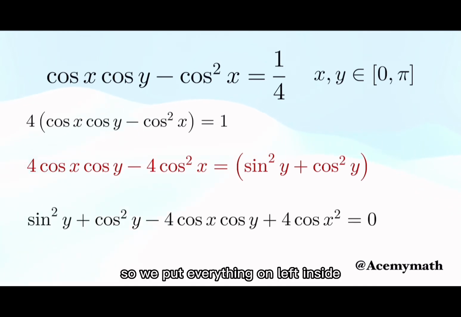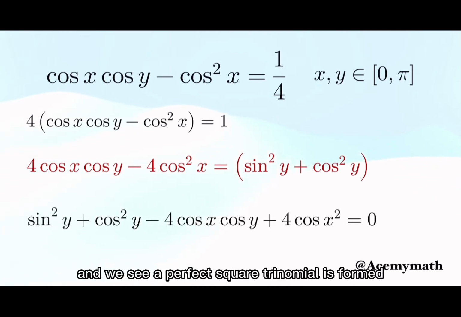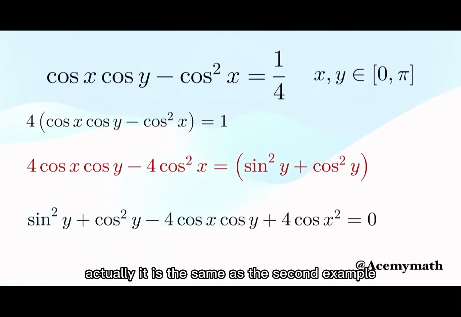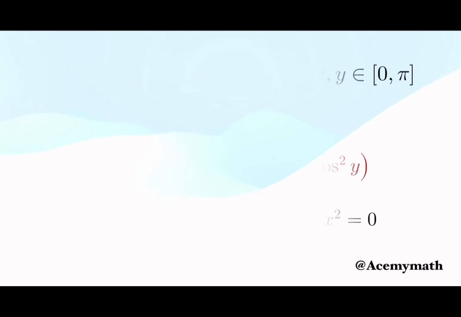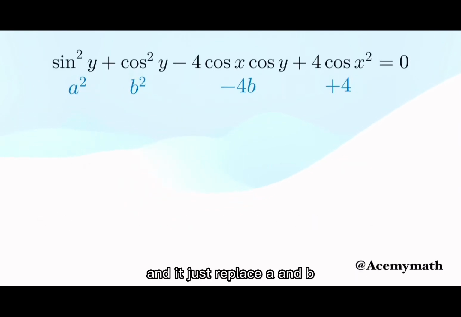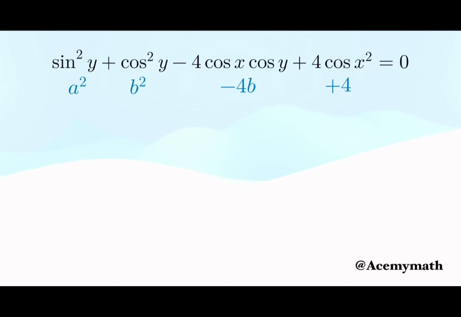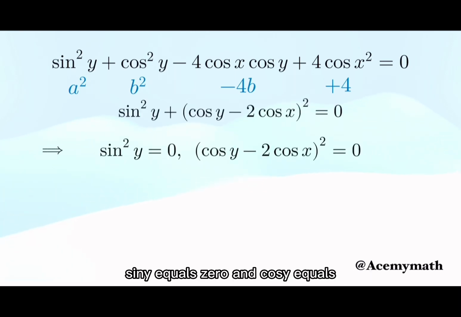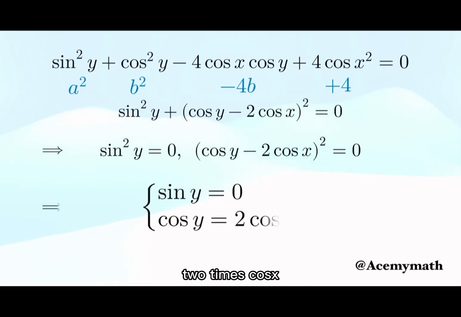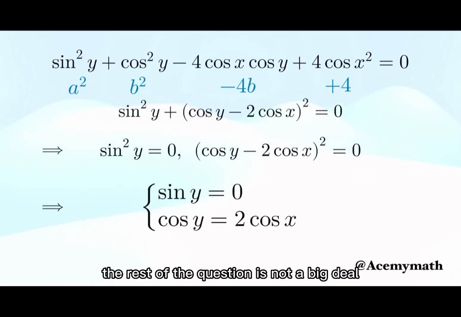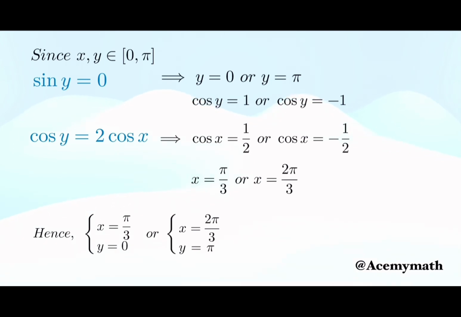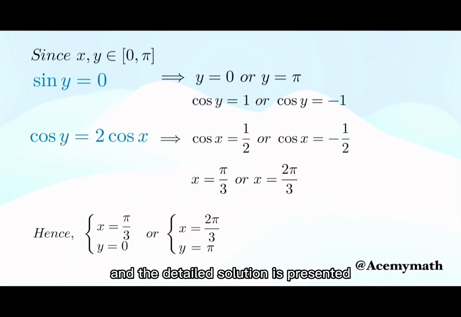So we put everything on the left hand side, and we see a perfect square trinomial is formed. Actually, it is the same as the second example, and it just replaces a and b with a cosine. Finally, we get a sum of two squares equals 0. Then we do the same thing as we always did: sine y equals 0 and cosine y equals 2 times cosine x. The rest of the question is not a big deal, and a detailed solution is presented.